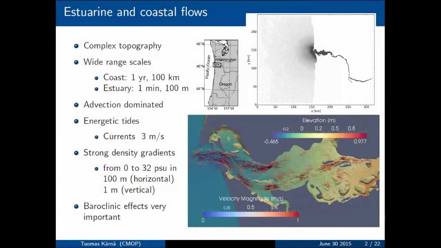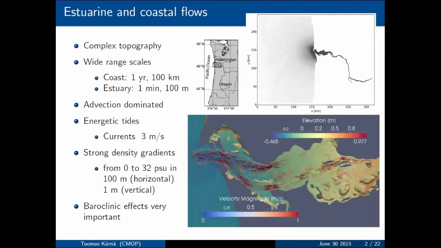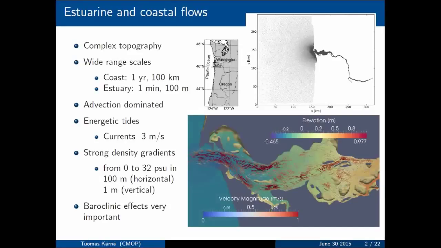So the coastal currents have time scales that reach up to 1 year, and they are of order 100 kilometers in horizontal size. But then when you go to the estuary, you have tidal flows, you have features that are 100 meters in size, and the processes can be as short as 1 minute in time. And these flows are very strongly advection dominated. This example is the Columbia River estuary, where you can get tidal currents up to 3 meters per second near the mouth during the ebbs.